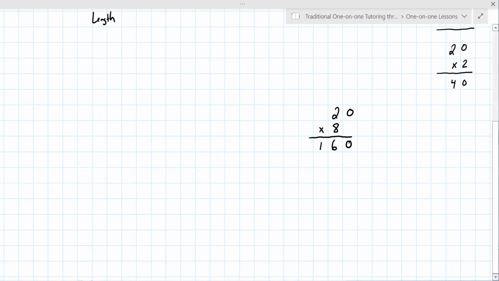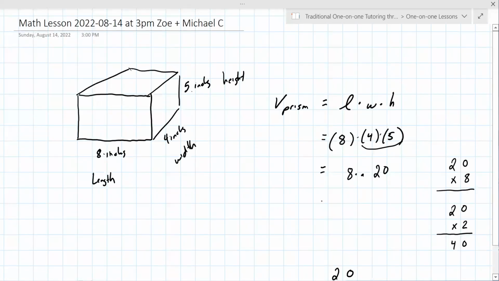Okay, so if we go back to this problem, the volume is 160, but it's inches times inches times inches. So there's 2 ways you can write it. You can say inches to the power of 3 or inches cubed, or you can say 160 cubic inches.